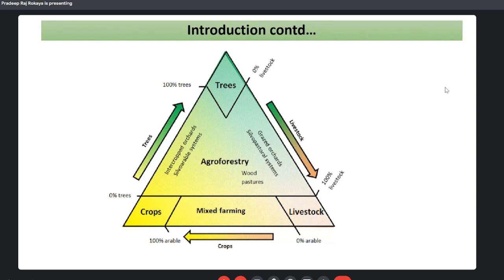I have told you there are three components: one is trees, the next is crops, and the third is livestock. So it combines them. Sometimes it is crops and livestock combined, sometimes trees with crops, sometimes mixed farming, and sometimes tree and livestock, the agro-silvopastoral system. This is a combination of trees, crops, and livestock.